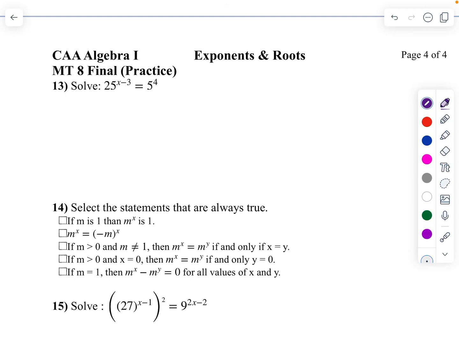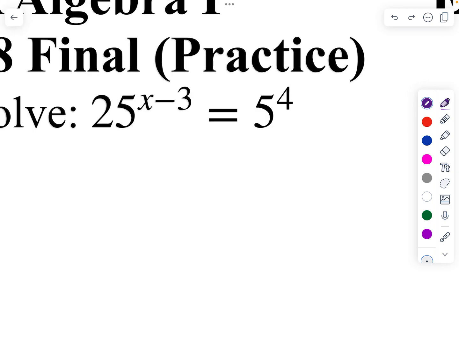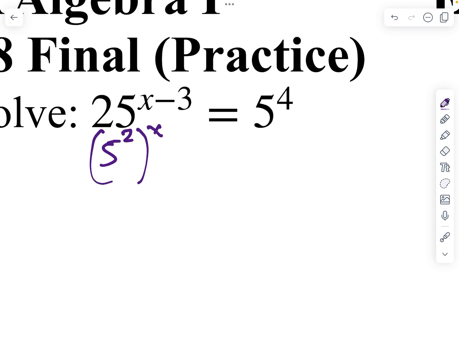On problem 13, we want to rewrite these so they both have a base of 5. I want the same base. And let me make this a little bit bigger so we're just looking at this. So 25 I can write as 5 to the second power. I'm going to take that to the x minus 3. That'll equal 5 to the fourth power.